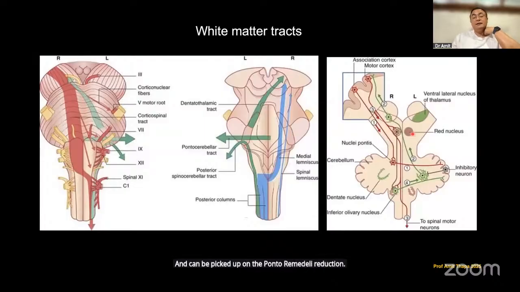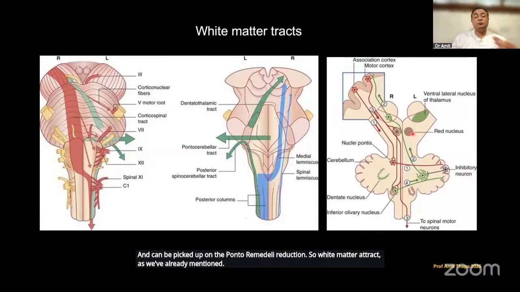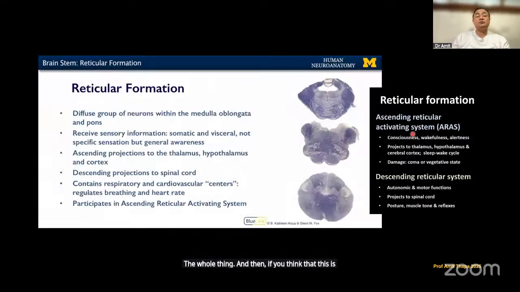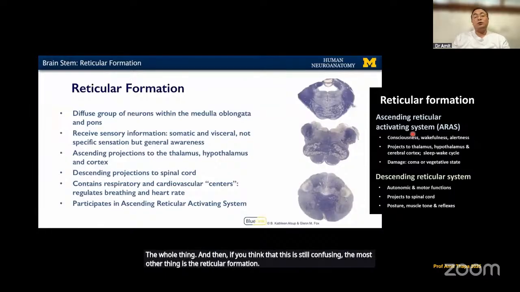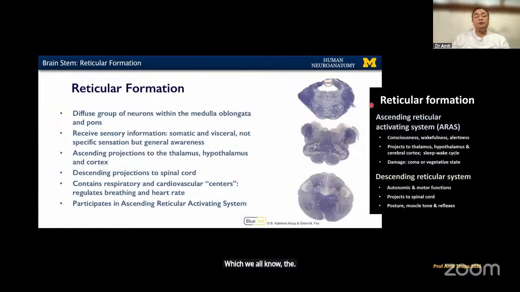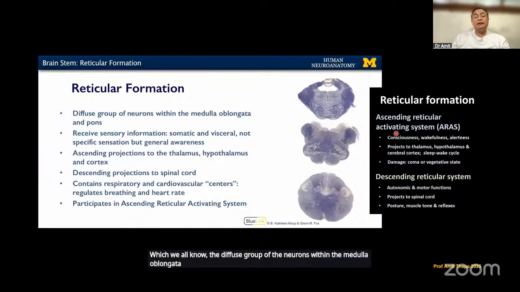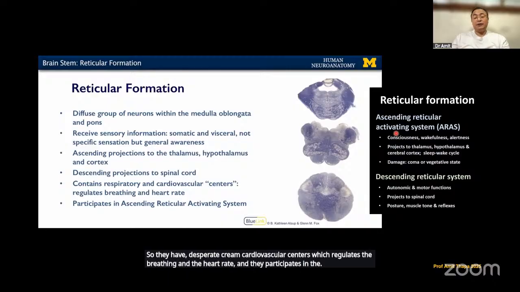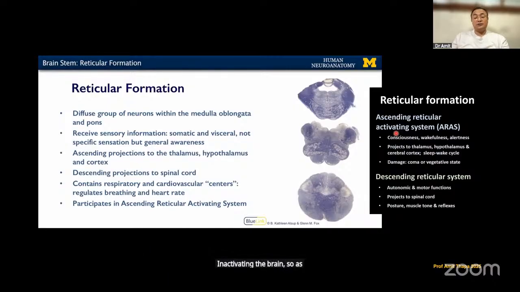White matter tracts, as we've already mentioned, there are many tracts going up and down the whole thing. And if you think that this is still confusing, the other thing is the reticular formation, which we all know is a diffuse group of neurons within the medulla oblongata and the pons. They serve the function of consciousness, wakefulness, and alertness. They have two pathways, ascending reticular activating pathways and descending reticular systems. They have respiratory and cardiovascular centers, which regulate breathing and heart rate, and they participate in activating the brain so as to give the form of consciousness and wakefulness.